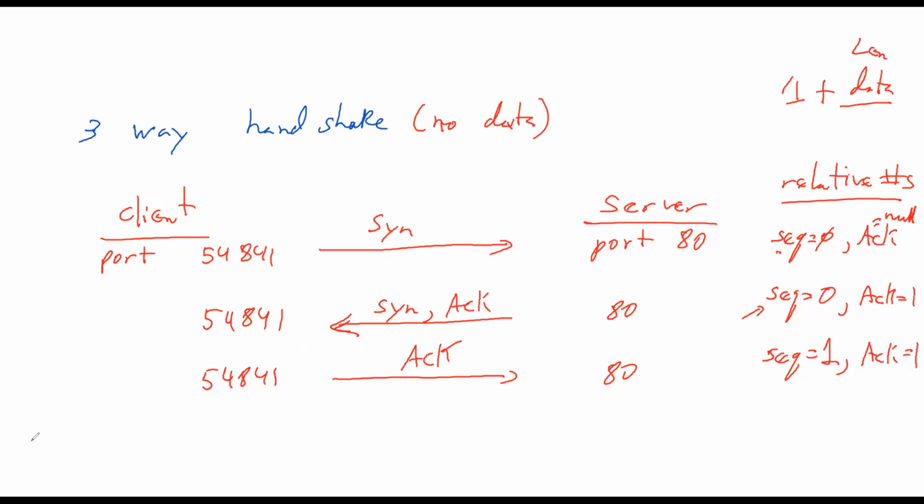Here it's a little bit difficult to see because it's the three-way handshake. But now let's do the same process and send a little bit of data. That way, if we increment with data, we can see the effect a little better.